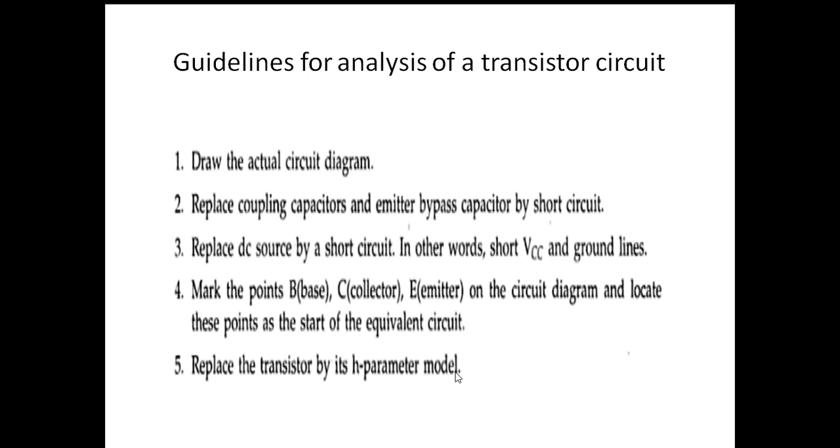Guidelines for analysis of a transistor circuit. First point, draw the actual circuit diagram as it is. Second, replace coupling capacitors and emitter bypass capacitor by short circuit. Third, replace the DC source by a short circuit. In other words, short VCC and ground lines. Fourth, mark the points base, collector, emitter on the circuit diagram and locate these points as the start of the equivalent circuit. Fifth, replace the transistor by its h-parameter model. That's it. These are the five steps we need to remember while drawing the hybrid model.